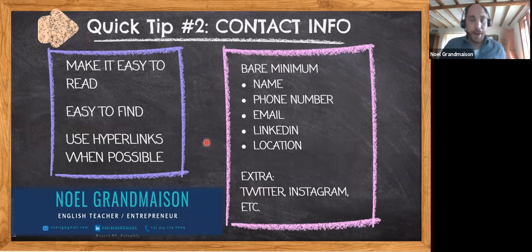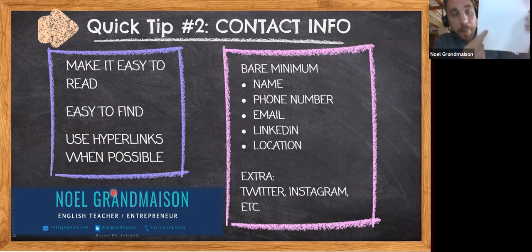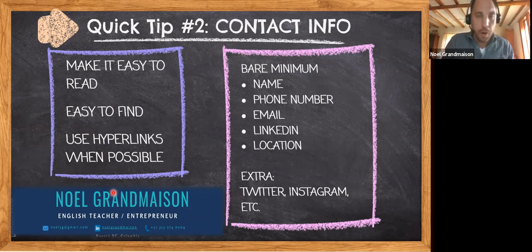Two, contact info. You want to make this easy to find and easy to read. Sometimes I've seen resumes where it's way down at the bottom, which I don't really like because your eyes have to look for it. Generally, I like it up top, near your name, so it's easy to find and easy to read. Use hyperlinks when possible. For example, your LinkedIn link can be a hyperlink. So when they open your resume, they simply click the link and it goes to your LinkedIn page.